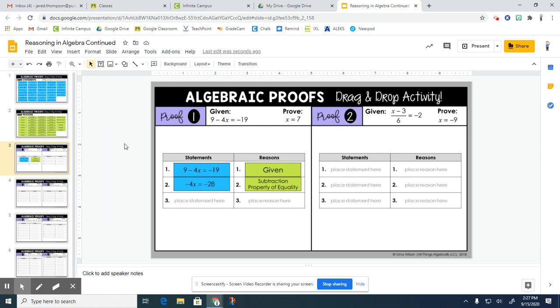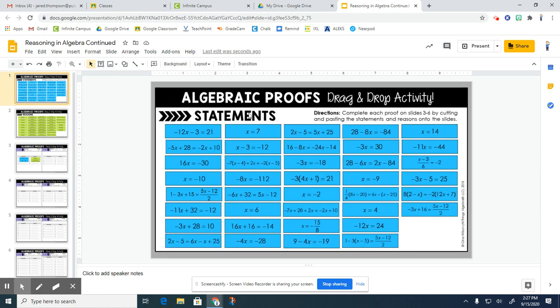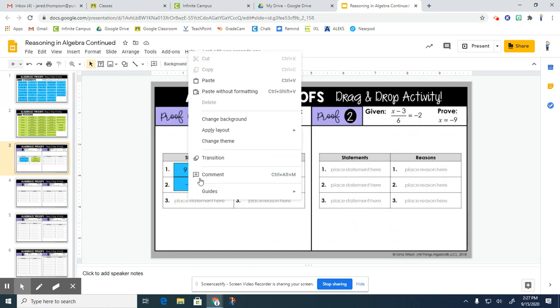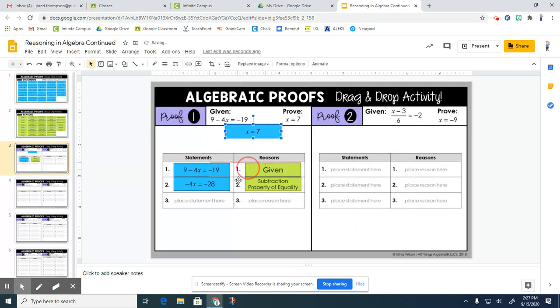Now we go back to this equation number 2. We have to divide by negative 4 on both sides to get the x by itself. So we're going to look for an equation that has x equals, what's negative 28 divided by negative 4? That's 7, and that's what we're trying to prove. We're trying to prove x is 7. So we go back to the blue. Here's x equals 7. Right-click and copy, go back to the proof, right-click and paste, and stick it in.